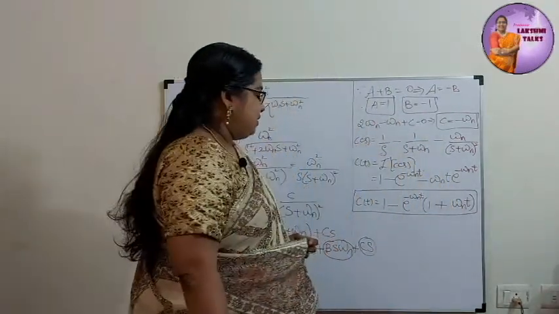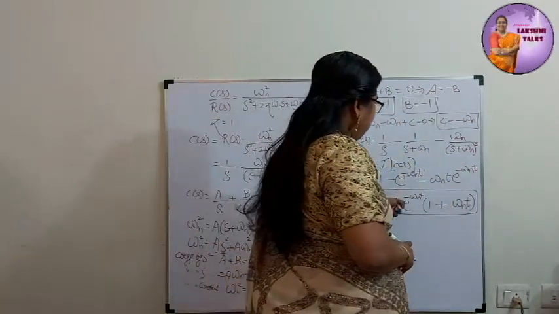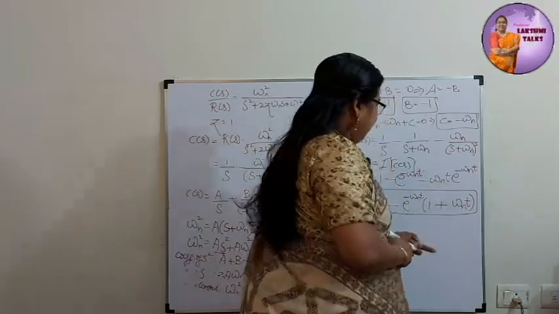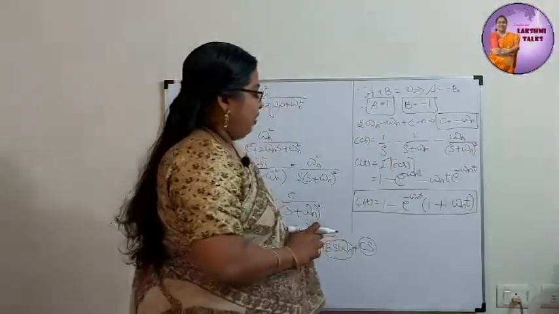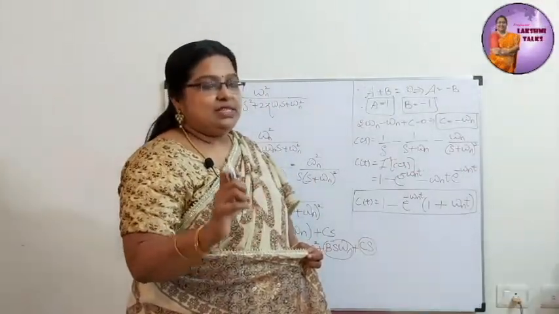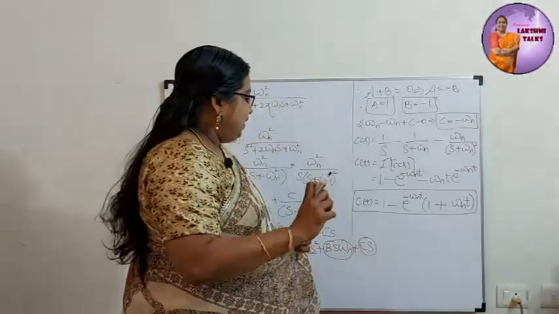Right? So this is the expression. 1 minus e power minus omega n t, 1 plus omega n t. Right? So this is the expression for a second order system's unit step response in case it is a critically damped one. So what will be the output?